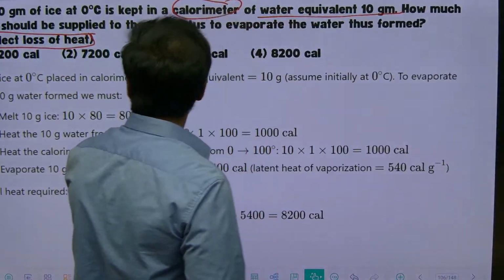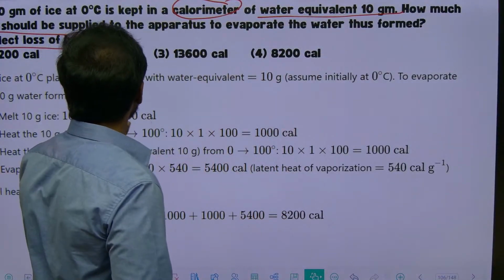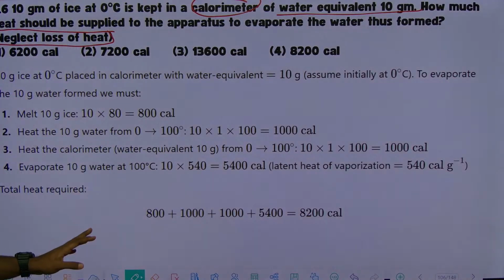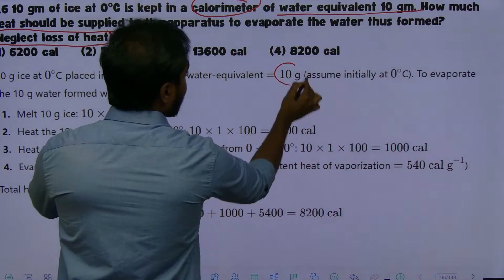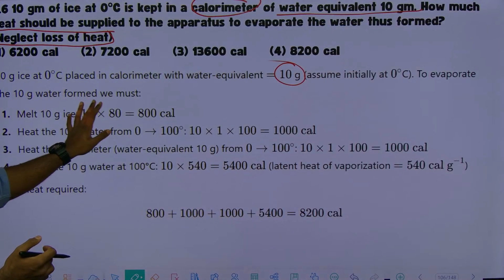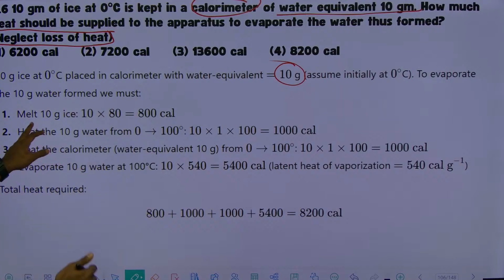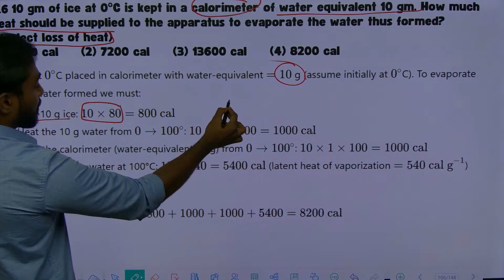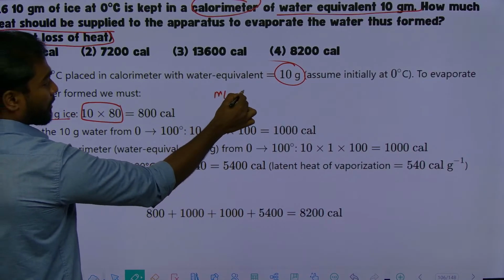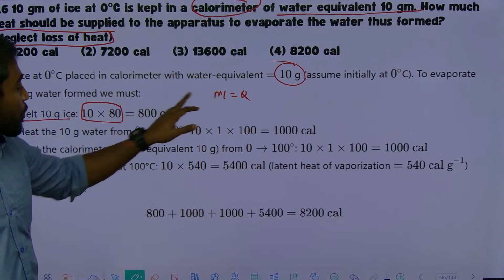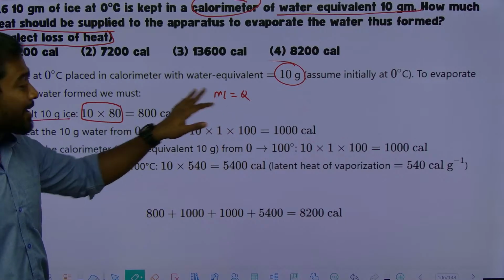Yes. So if we talk about the 10 gram ice at 0 degree Celsius, it is placed in a calorimeter with equivalent water, which they have given as 10 gram. To evaporate the 10 gram of water, we must first melt the 10 gram of ice. What is the formula? Q is equal to mL, latent heat. So mass we know, latent heat we know, that is 80. So the Q is 800 calories.